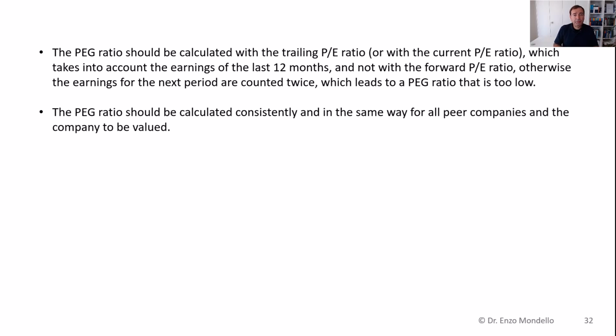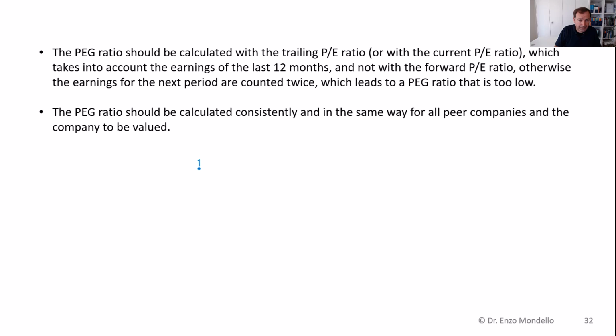The PEG ratio should be calculated with the trailing or with the current PE ratio. The trailing PE ratio takes into account the earnings of the last 12 months. However, the PEG ratio should not be calculated with the forward PE ratio, otherwise the earnings for the next period are counted twice, which leads to a PEG ratio that is too low. To demonstrate this, I can take the forward PE ratio and divide it by the growth rate times 100.